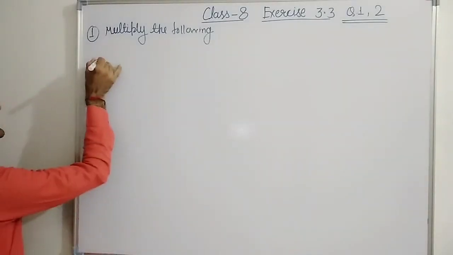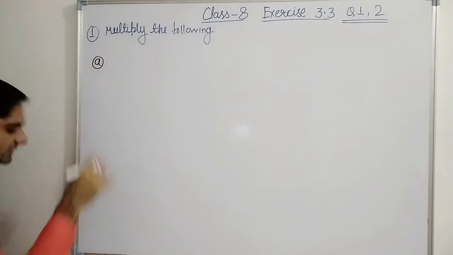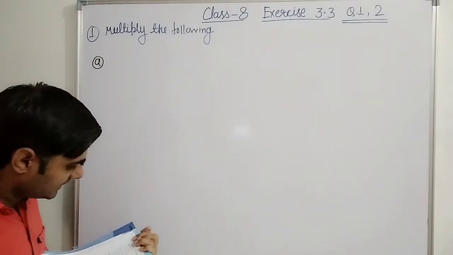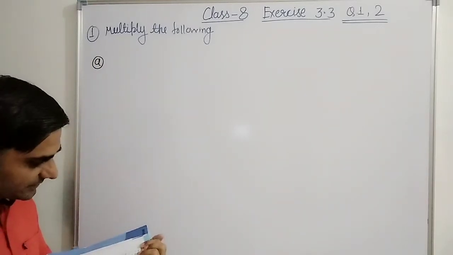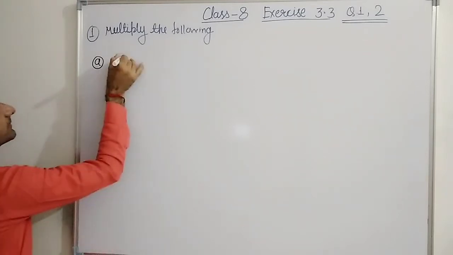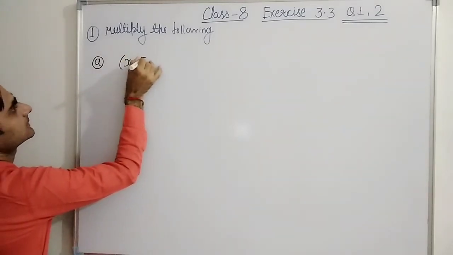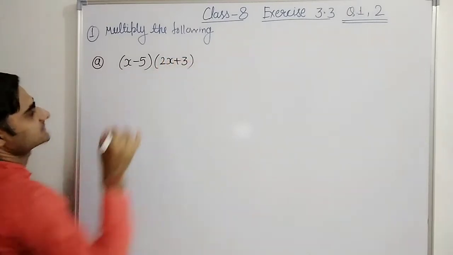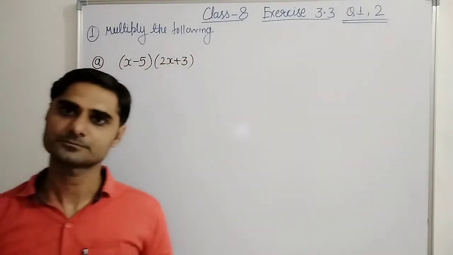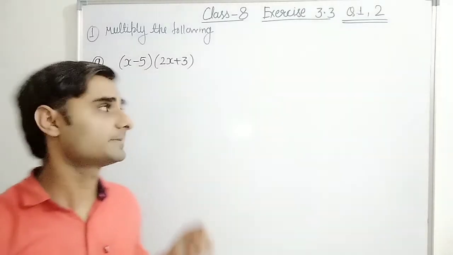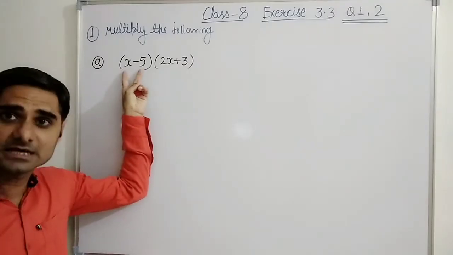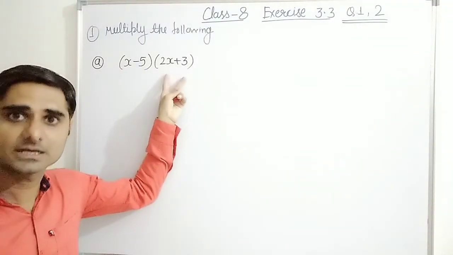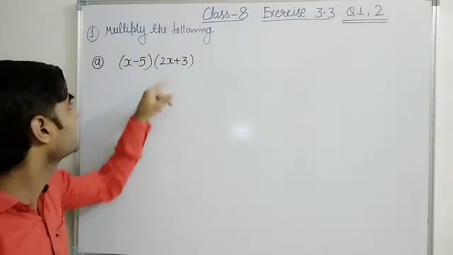So first of all, part A. What is given? (x - 5) and (2x + 3) in brackets. Now we have to multiply. This is a binomial, two terms are there, and this is a binomial, two terms are there. How to multiply? One by one.